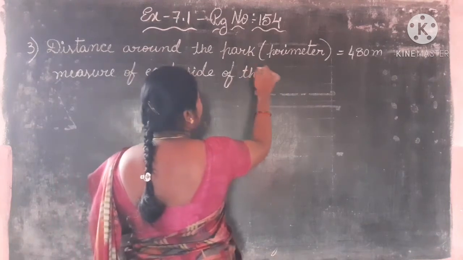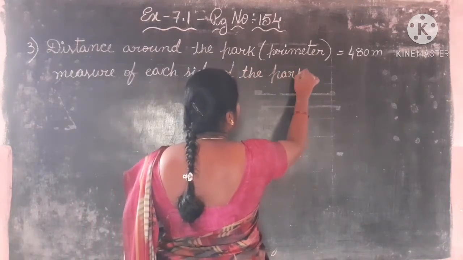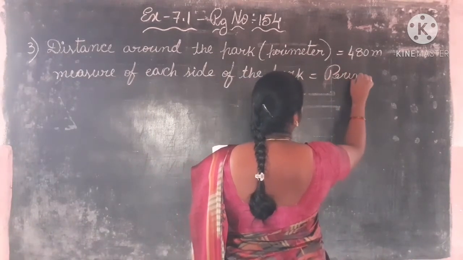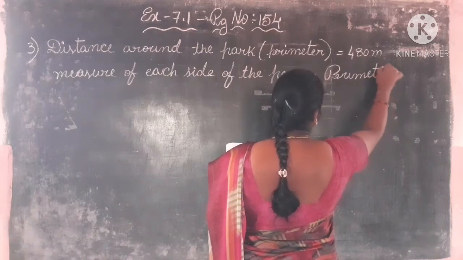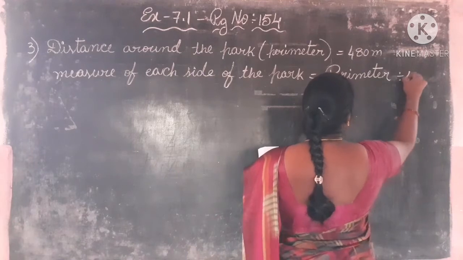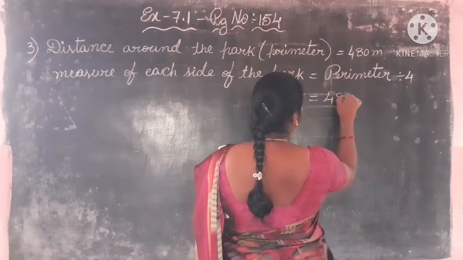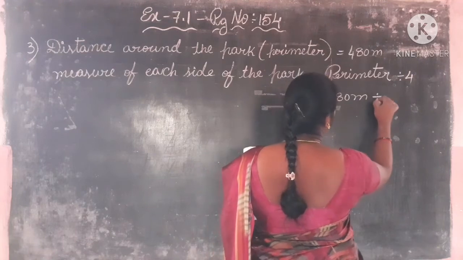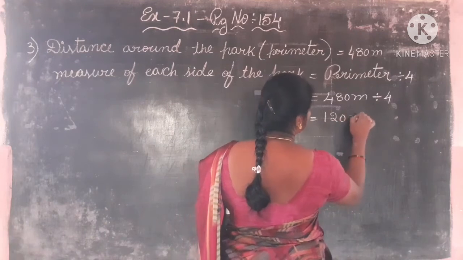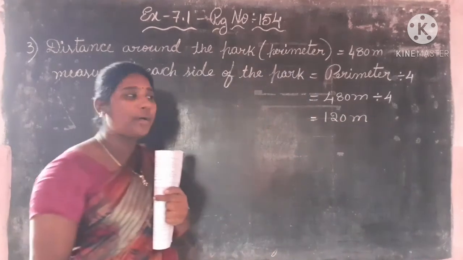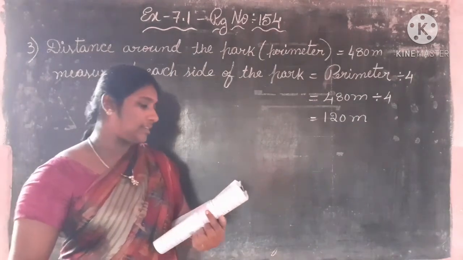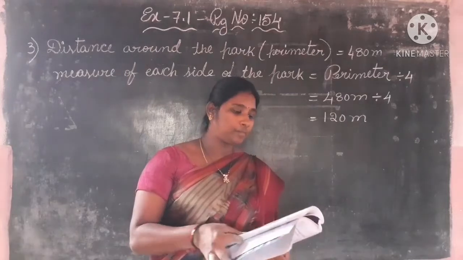So what do we have to do here? The measure of each side of the park is equal to perimeter divided by 4. We know the perimeter, we have to find the measure of each side. So 480 meters divided by 4. 4 ones are 4, 4 twos are 8, 0. So the measure of each side of the park is 120 meters. Next, see the fourth question.